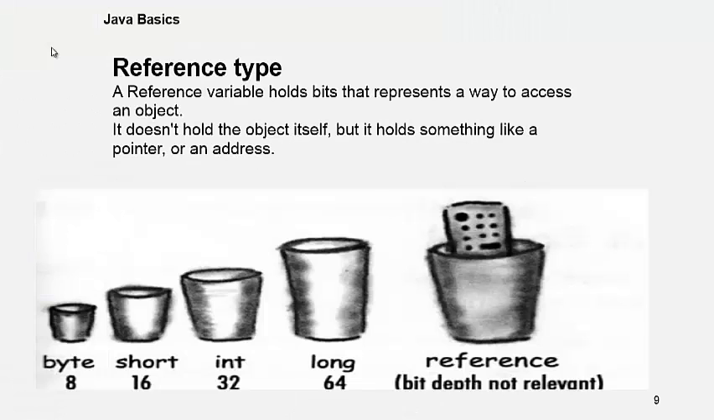There are reference variable types. What are reference variables? Reference variables hold bits that represent a way to access an object. It does not hold the object itself, but it holds something like a pointer or an address. Actually, there is no such thing as an object variable. There is only an object reference variable. An object reference variable holds bits that represent a way to access an object. It does not hold the object itself, but something like a pointer or an address.